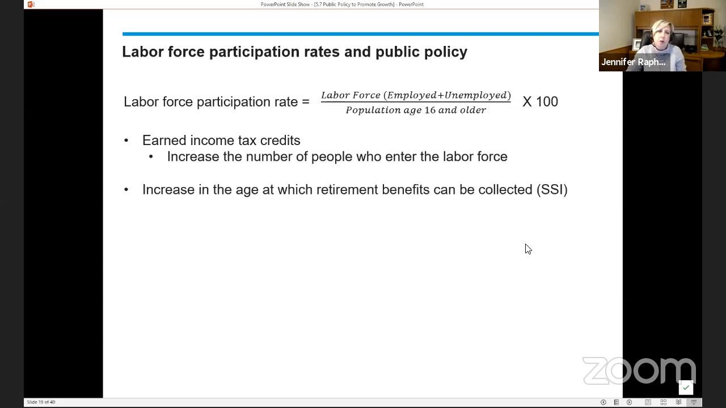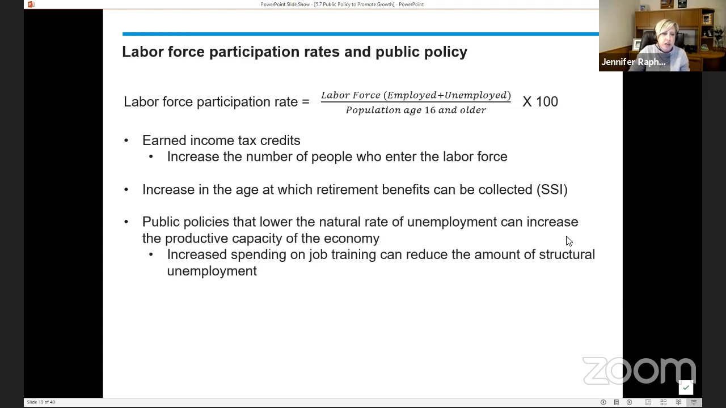Another government program is Social Security. And as you know, Social Security provides income to people who are retired. And over the course of my lifetime, the age at which you can start collecting retirement benefits has increased. And so if you have to work longer and retire later, that's going to increase the size of the labor force by increasing the age at which people retire and leave the labor force. So there's another public policy that could affect labor force participation. Finally, and we don't want to get into the weeds too much.